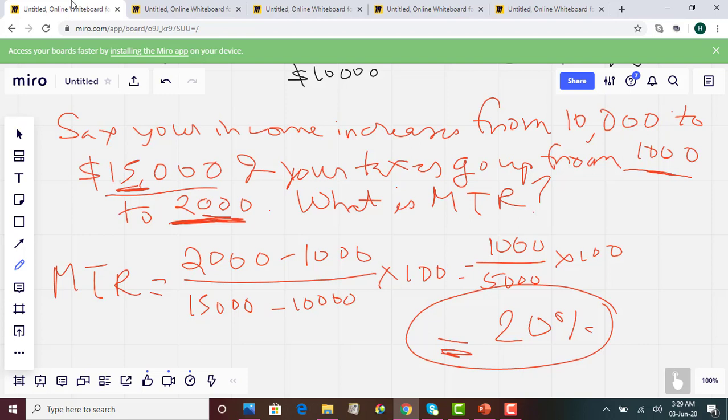Okay, on the first 10,000 you paid 10%, but on the extra income you're earning, $5,000, you're going to pay 20% because you're paying higher taxes. So on the extra income you're paying 20%, and that's an example of progressive taxation also. As your income is going up, your tax rate is also going up. So that is how you will calculate average tax rate and marginal tax rate.